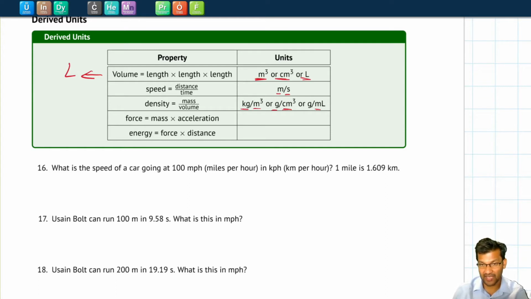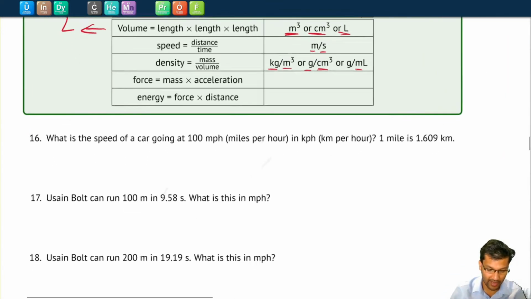Force is mass times acceleration. Energy is force times distance. Those are all examples of derived units. They're made up of multiple types of simpler units. And so converting these is a little bit more complex, but not very much more so than simple units.